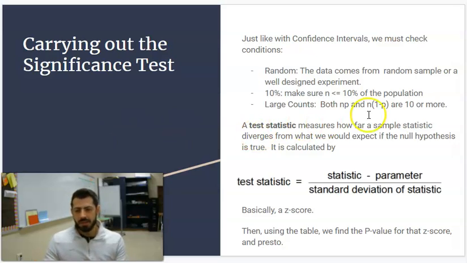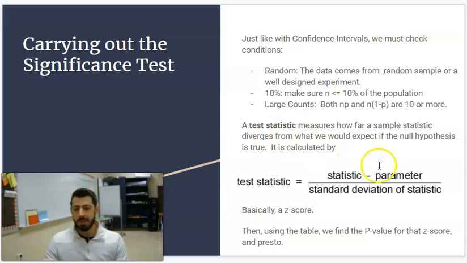And there's the large counts. That's to make sure the central limit theorem is true, right? We have to have at least 10 successes and 10 failures in our sample. Now, once we confirm that, we can get what's called a test statistic.